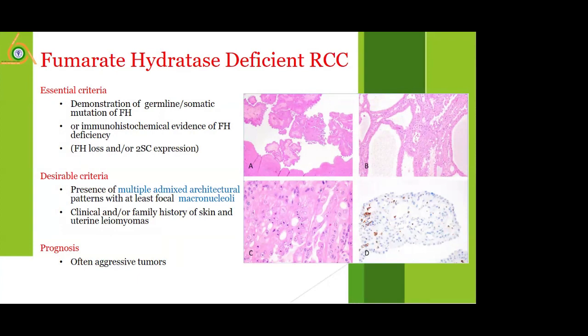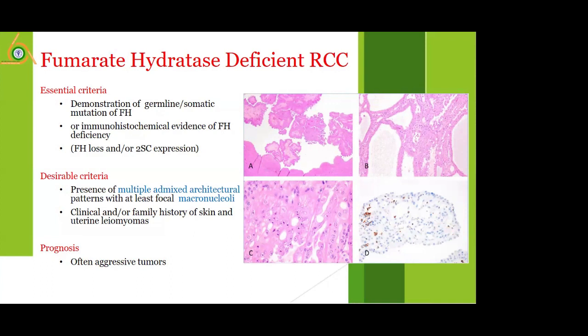So this is one RCC that I think everybody listening to this talk should be aware of, this is how it looks, this is how it should be picked up. So what exactly is fumarate hydratase deficient RCC? Fumarate hydratase is an enzyme in the Krebs cycle. And what are the essential criteria to pick up this kind of RCC?